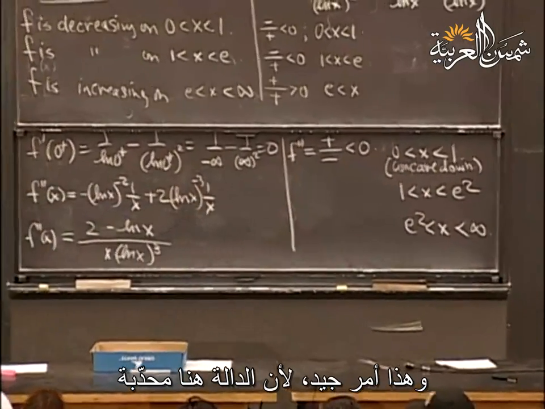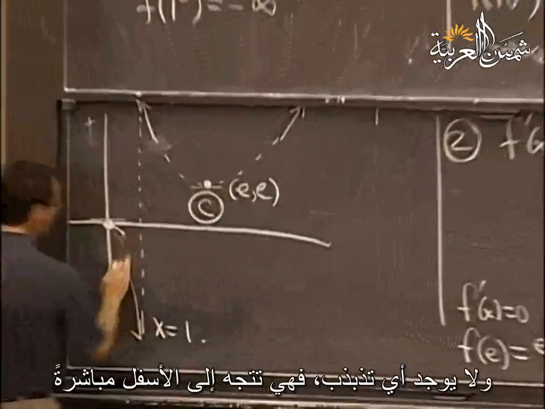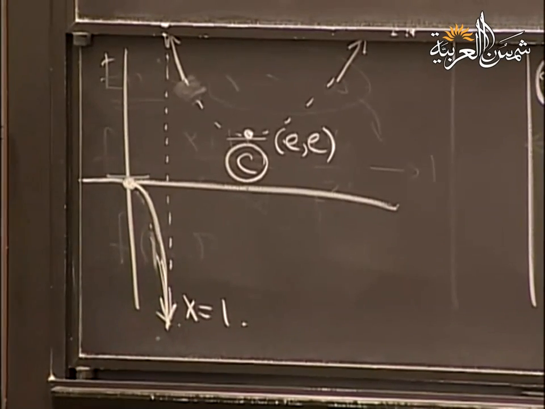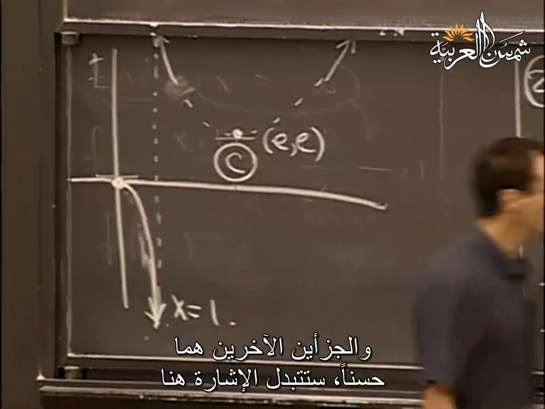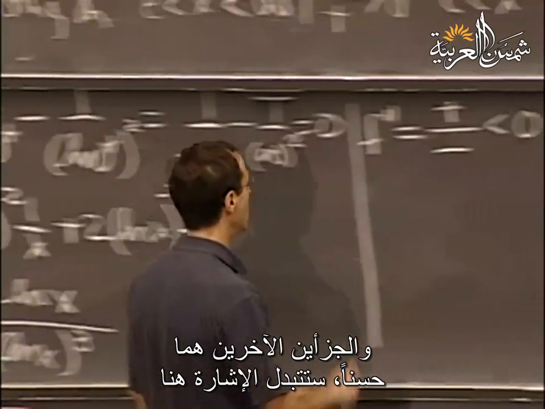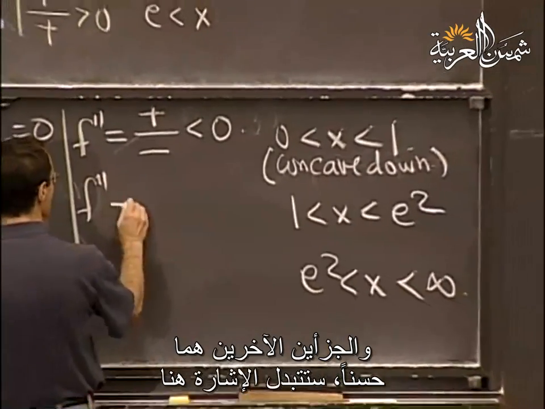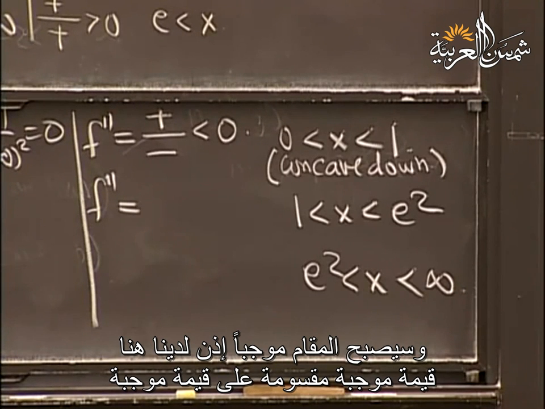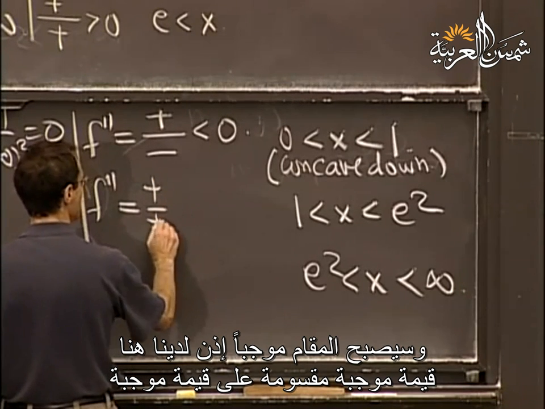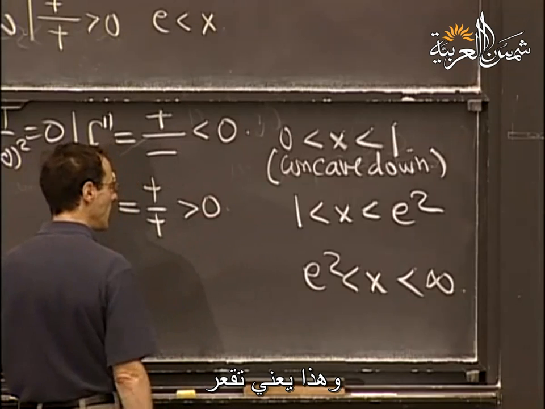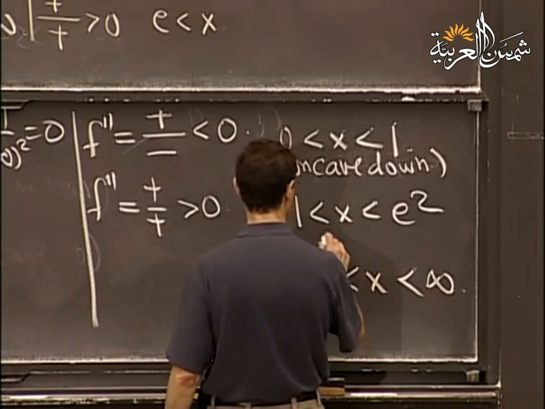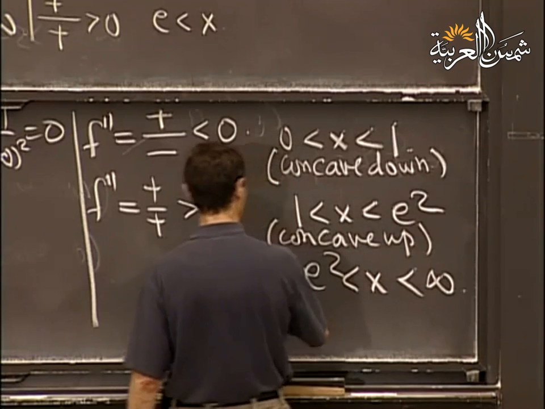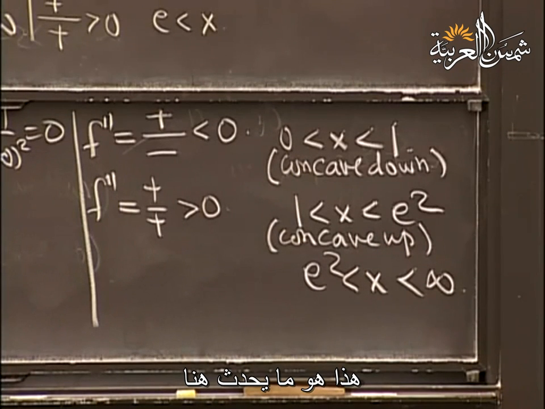And that's a good thing because over here this was concave down. So there are no wiggles. It goes straight down like this. And then the other two pieces are f double prime is equal to, well, it's going to switch here. The denominator becomes positive. So it's positive over positive. So this is concave up. And that's going over here.